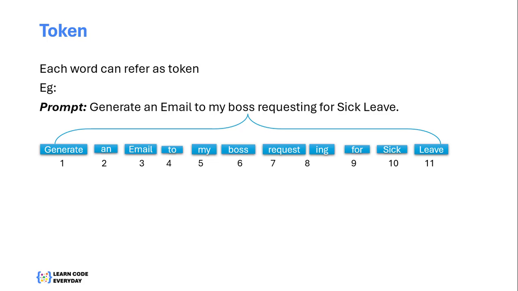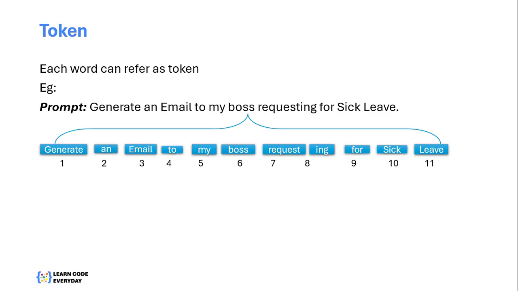Even though requesting is a single word, you can actually split it into two tokens, because this is the continuous tense, request and ing, so that ChatGPT can understand this is the continuous tense. So the tokens for this will be request and ing, which is two tokens, then sick and leave. So that's the reason you generally have more tokens than the number of words.